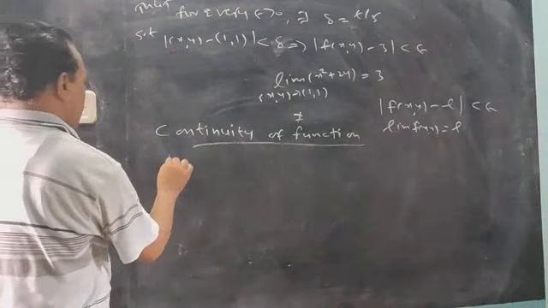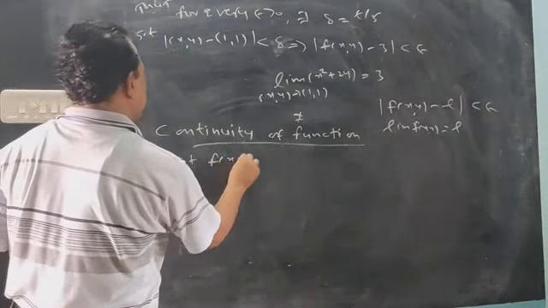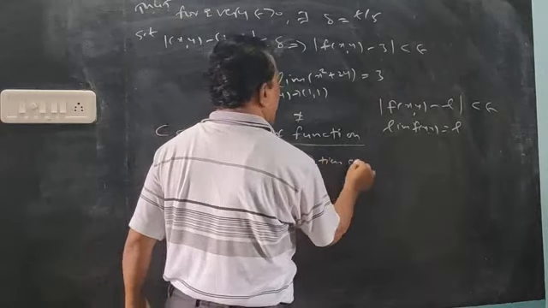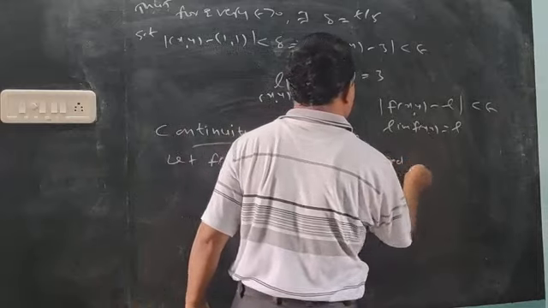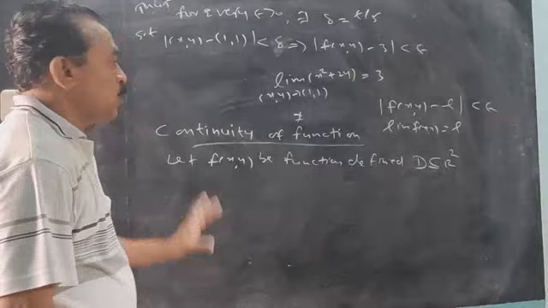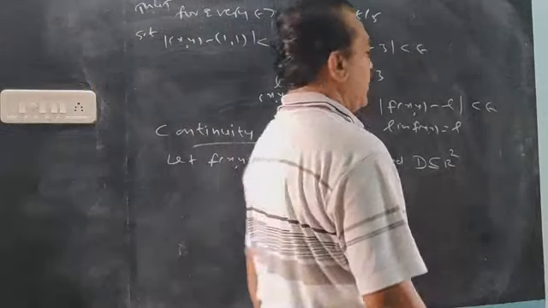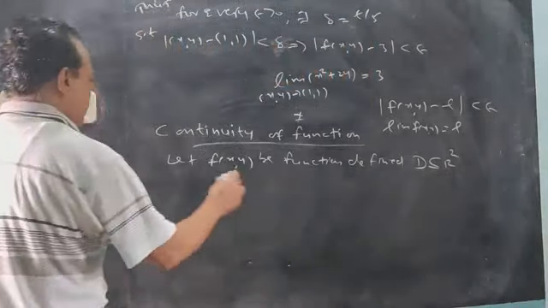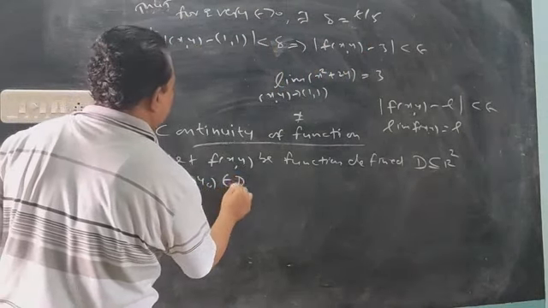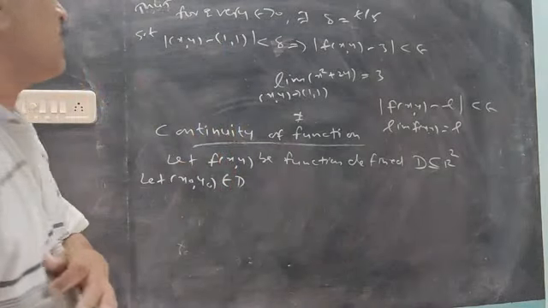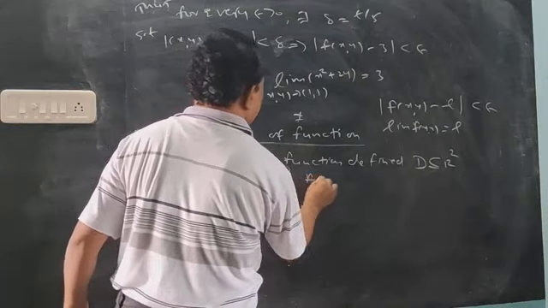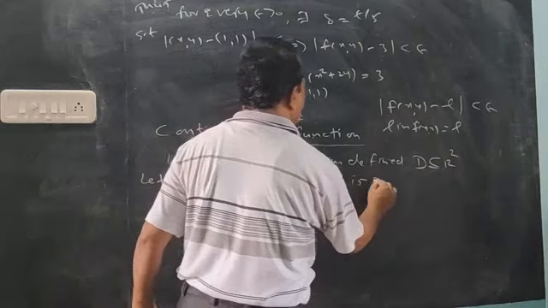In the continuity, let f of x, y be a function defined on a region D of R2 space, two dimension. Our problem is a two variable problem. So two dimension, the xy plane or any plane. And take one point x0, y0, only one point at which to verify continuity or limit, any point.